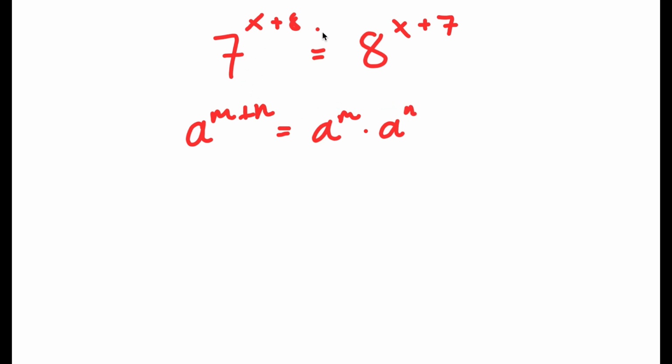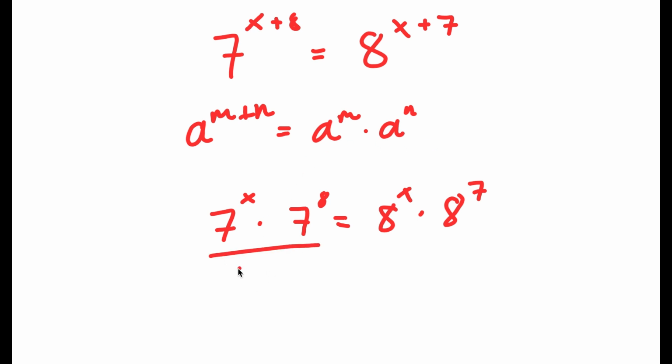So in this case, 7 to the power of x plus 8, that's going to equal 7 to the power of x times 7 to the power of 8, and 8 to the power of x plus 7 is equal to 8 to the power of x times 8 to the power of 7. Now, I'm going to divide both sides by 7 to the power of 8 times 8 to the power of x.